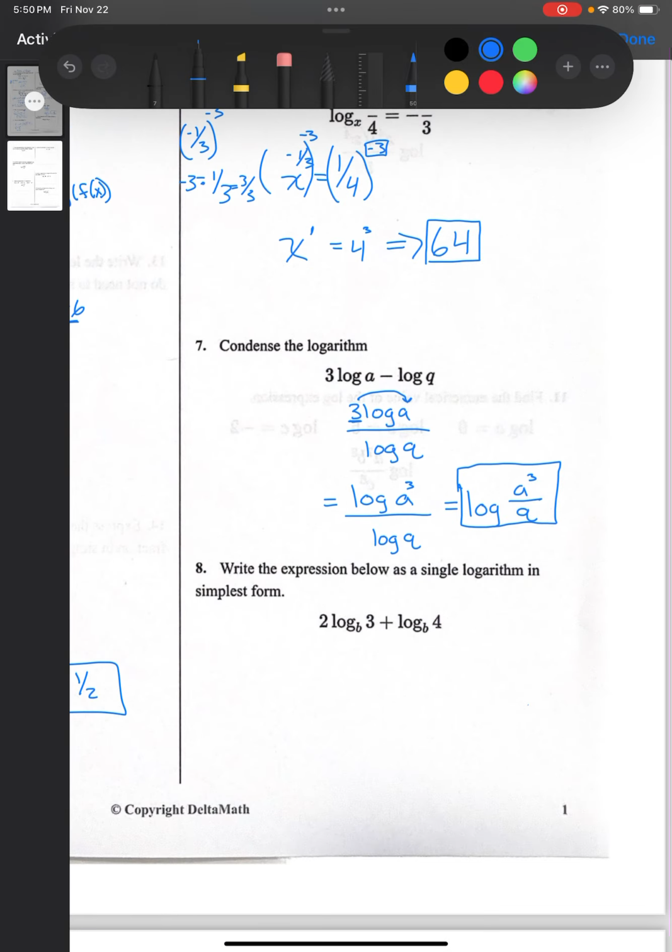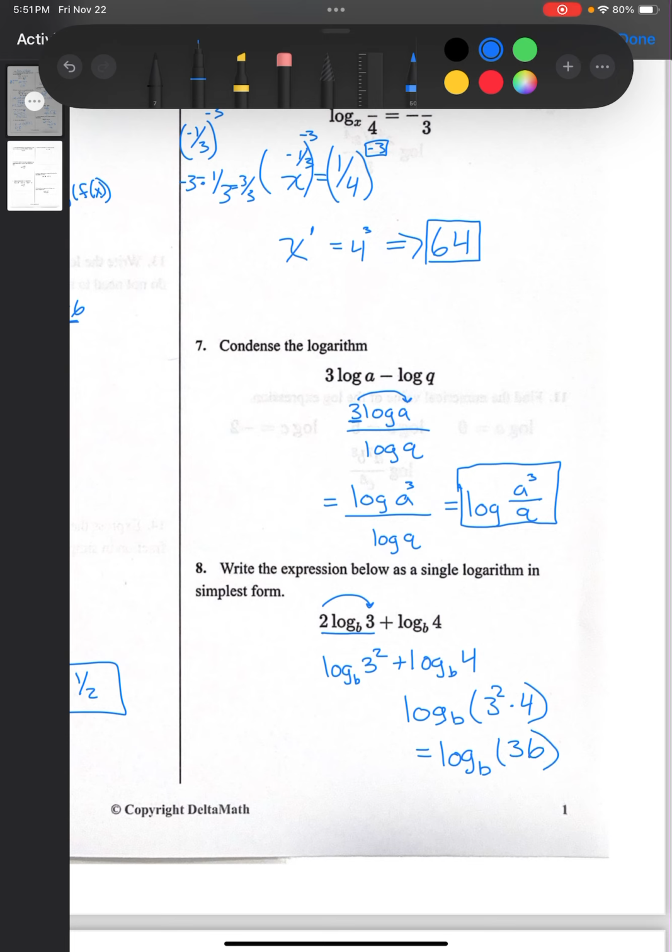Number 8 is where they want you to, again, remember what all this means and how you can get this to a single logarithm. They have the same base, so we have all the same rules. First we're going to get the first one into the smaller way, so we move that 2. So we actually have log base B of 3 squared plus log base B of 4. Now we know that these are actually getting multiplied to each other if they have the same base. Then that gives you log B of 36.